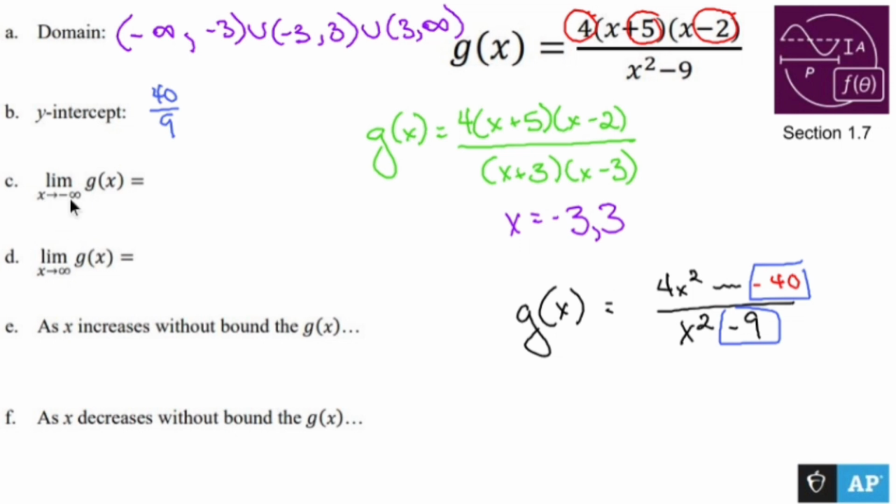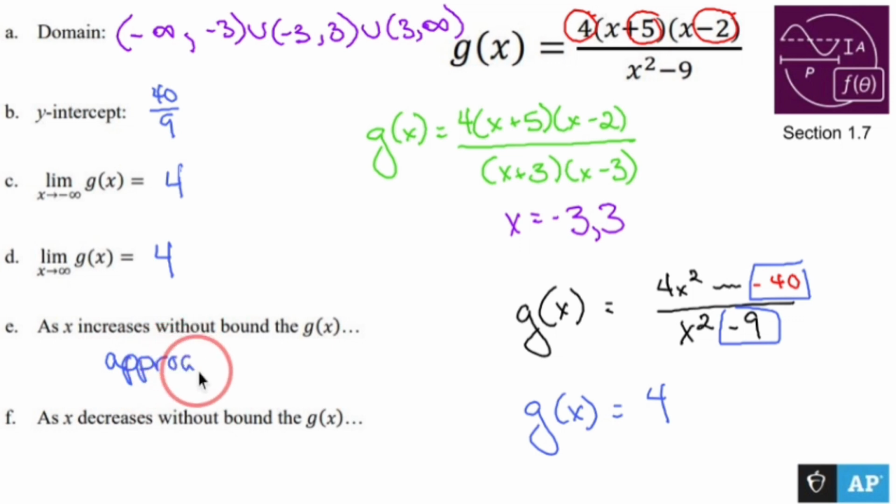Now, the limit as x approaches negative infinity is found by dealing with only the leading terms. My leading term is 4x squared over regular x squared. So a little shortcut is I can view the leading terms as 4 over invisible 1, or just 4. So when I plug in negative infinity in air quotes, I get 4. And when I plug in regular infinity, I also get 4. Which means as x increases without bound, g of x approaches 4.